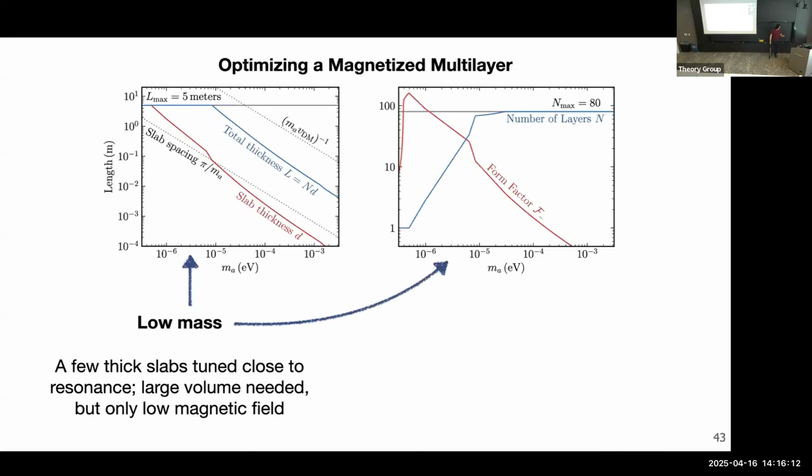So what does this kind of experiment look like? If you numerically optimize what to do in this experiment, here's what it looks like. It looks different based on whether you're probing low masses, which I'm going to say are around 10^-6 eV, or high masses. So let's consider the low mass regime first. In the low mass regime, the axion wavelength is quite long, on the order of several centimeters up to meters.